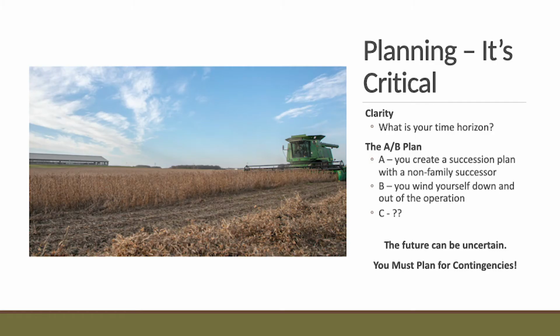You'll want to be planning with what I call the A-B plan. Plan A would be that you're creating a succession plan with a non-family successor. But if that doesn't work out or you cannot find someone to be that person, you'd be working with plan B, and that might be to wind yourself down and out of the operation. Both of those require a tremendous amount of planning, particularly with that end in mind, simply because in both cases there could be some tax events that you want to be mindful about.